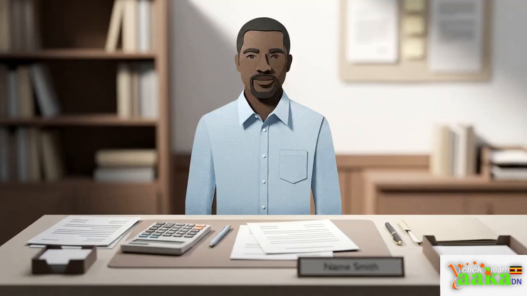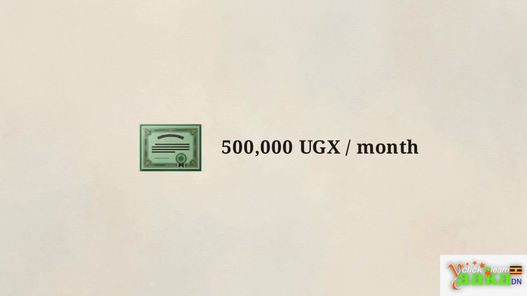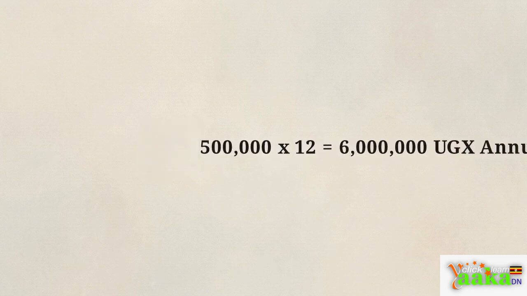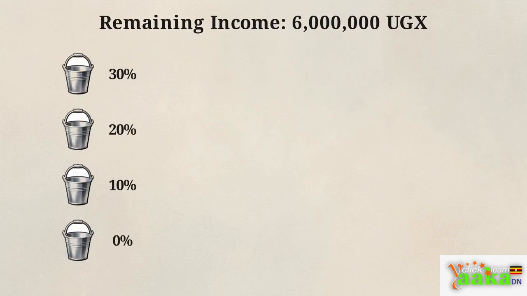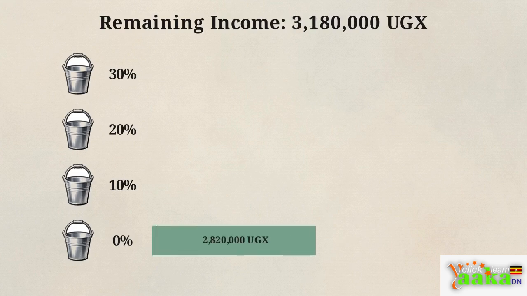Let's see how this math plays out for an employer in Kampala. Say you have an employee earning 500,000 shillings a month. Because tax bands are annual, the very first step is to multiply that monthly salary by 12. That gives us a total taxable annual income of 6 million shillings. Now, we pour that 6 million into our tax buckets.